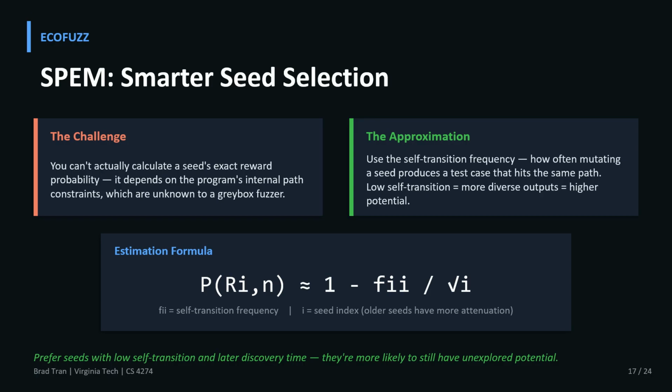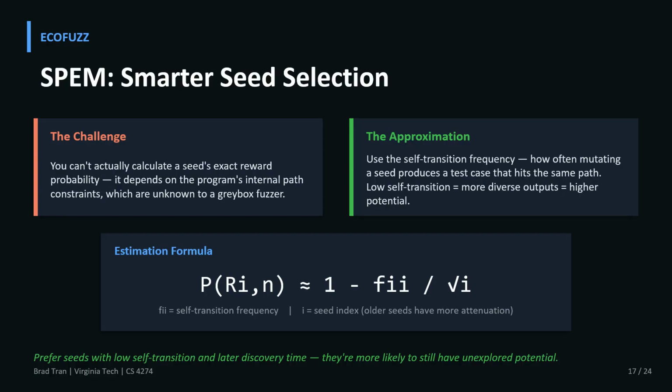So the authors use an observable proxy, the self-transition frequency. This is the fraction of test cases generated from seed i that exercise the same path as seed i itself. If self-transition frequency is high, most mutations are producing redundant test cases that don't explore new territory. That seed is likely exhausted. Conversely, low self-transition frequency means the seed produces diverse outputs and has more unexplored potential.